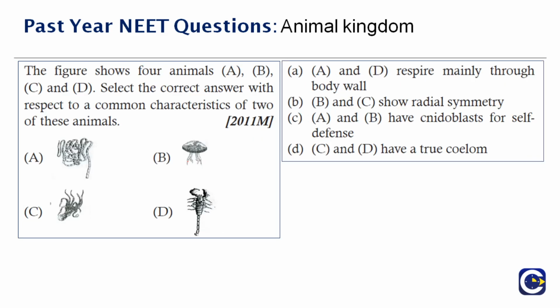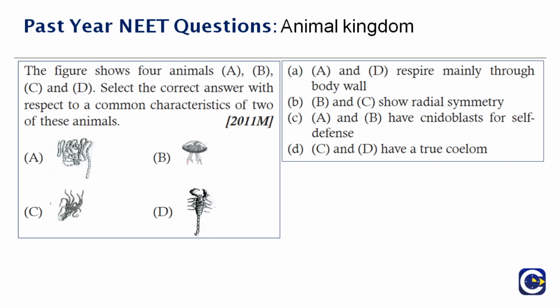Now moving on to the next question here. You have an image here. These kinds of questions are also common when it comes to NEET. The figure shows 4 animals A, B, C and D. Select the correct answer with respect to the common characteristics of these animals. So you have a scorpion, you have a jellyfish. What do you think will be the right one?